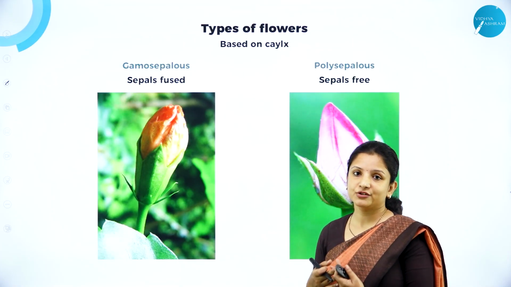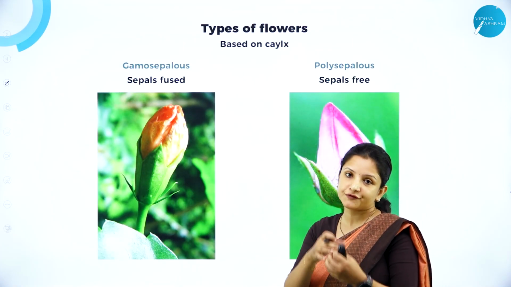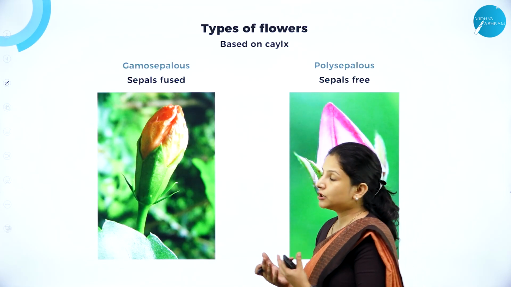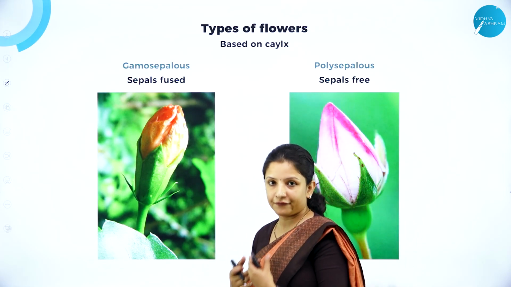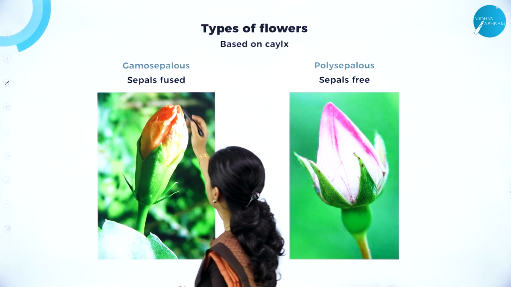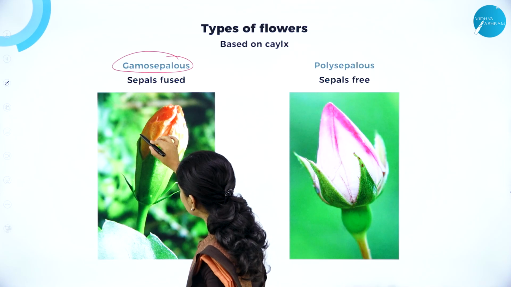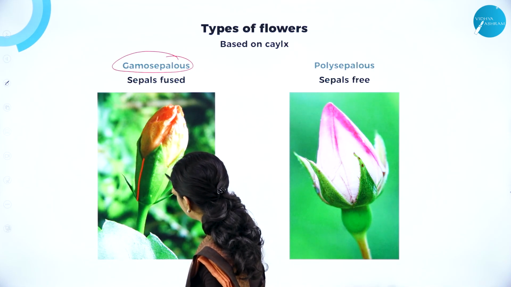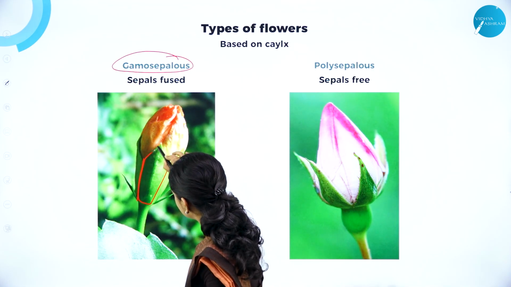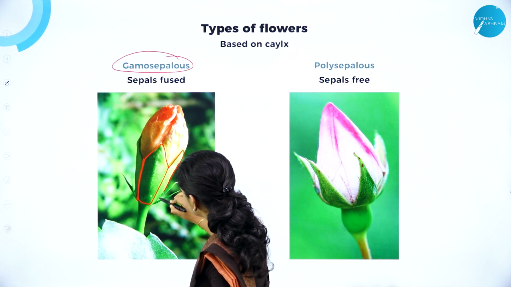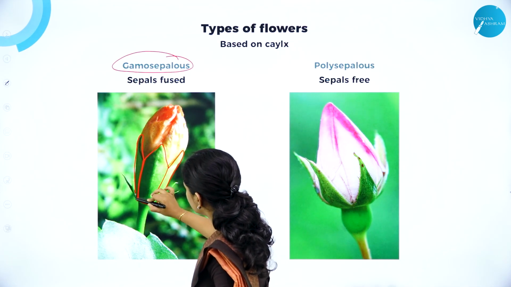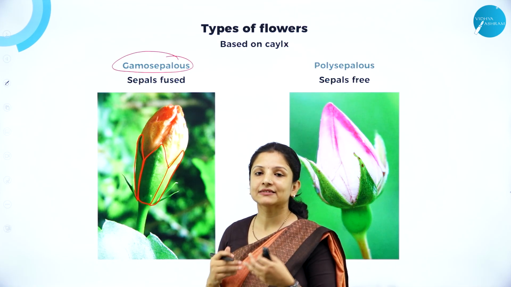Next, talking about the calyx, whether the calyx is fused or whether the calyx is free. Based on that, if the sepals are fused or if the calyx is fused, we call it gamosepalous. Hibiscus, if you can see here, the calyx is fused right from here. These are the different calyx that you can see here. Aren't they fused? They are fused. So, therefore, it is gamosepalous.